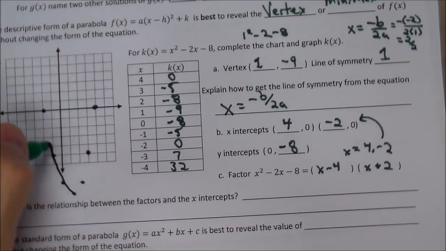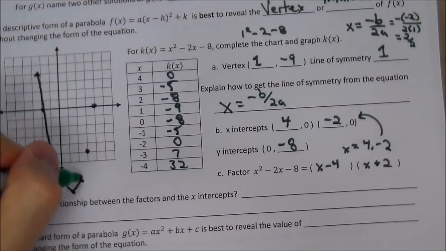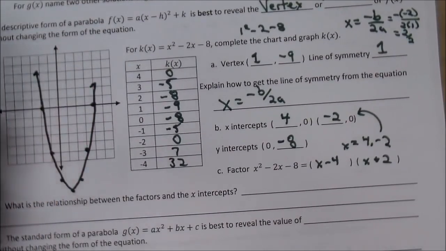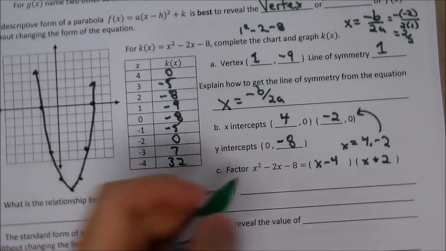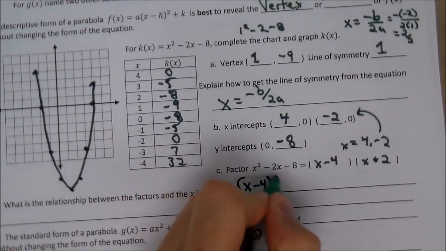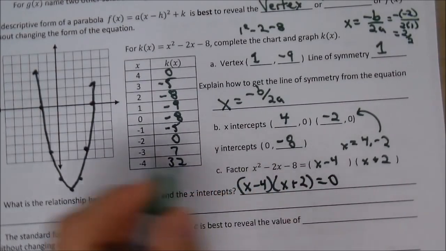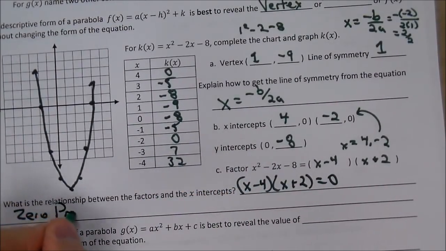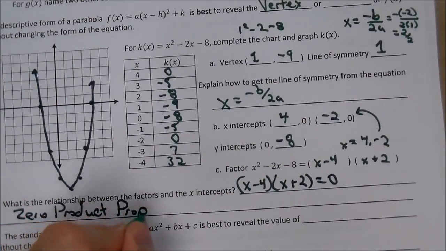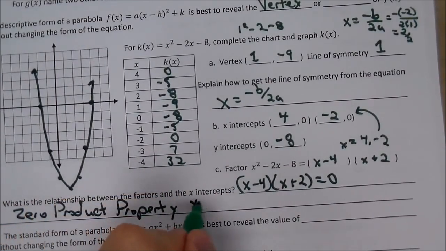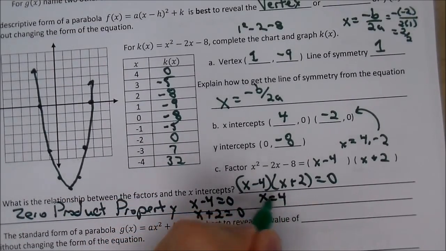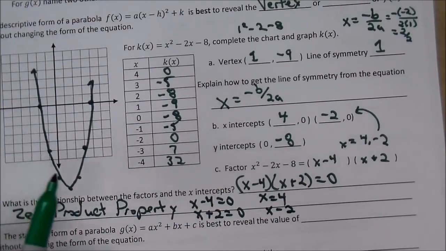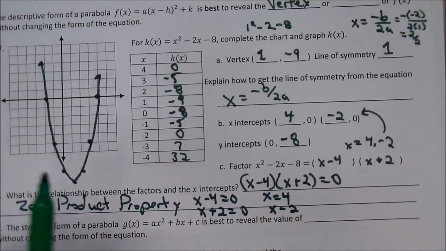And we can see this is where the parabola fits. Okay, what is the relationship between the factors and the x-intercepts? If you notice, when you set your factors equal to 0, using the zero product property, it gets you to say x minus 4 equals 0, x plus 2 equals 0, which gives you your solutions or your factors that you have. So you set the factors equal to 0, and that gives you your solutions. It's probably the better way to write it there.